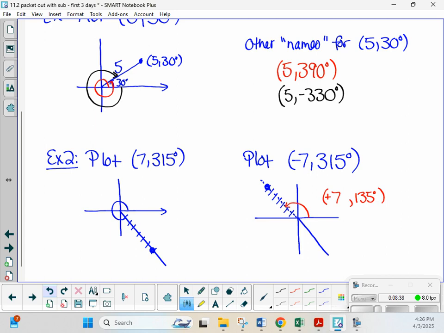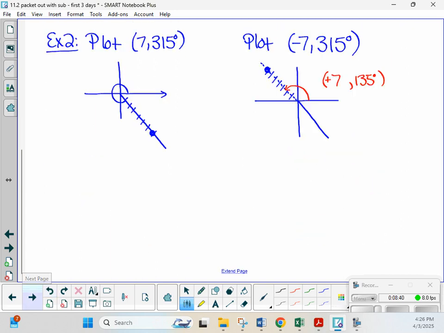If I wanted to, let's change this first example here. Let's say I want to go back to that point at 7, 315. Here's a little challenge for you. Can you call it negative 7, fill in the blank?